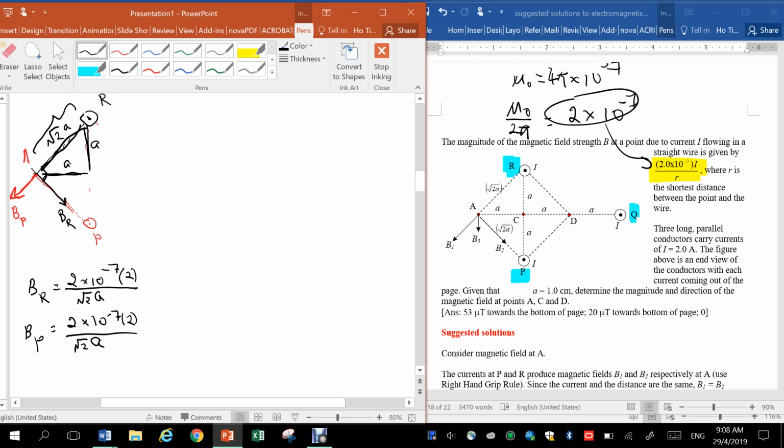So let's look at Q now. Q is the distance of A, 2 A's, and a third A away. Wow, this is far. So using your right hand grip rule, if this is the radius to point A, it should be perpendicular to it, so it should be B due to Q. And B due to Q has the same current, 2. The distance is 3A.